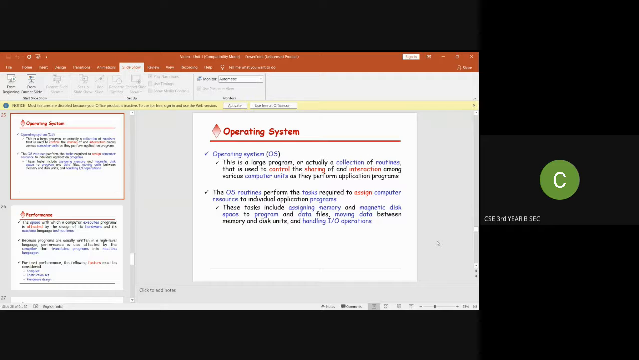The operating system is a main program, a large program or actually a collection of routines that is used to control the sharing of and interaction among various computer units as they perform application programs. In order to use application programs, we must have some system software. Application software is accessed and used only through the system software. So system software, basically the operating system, is very important.